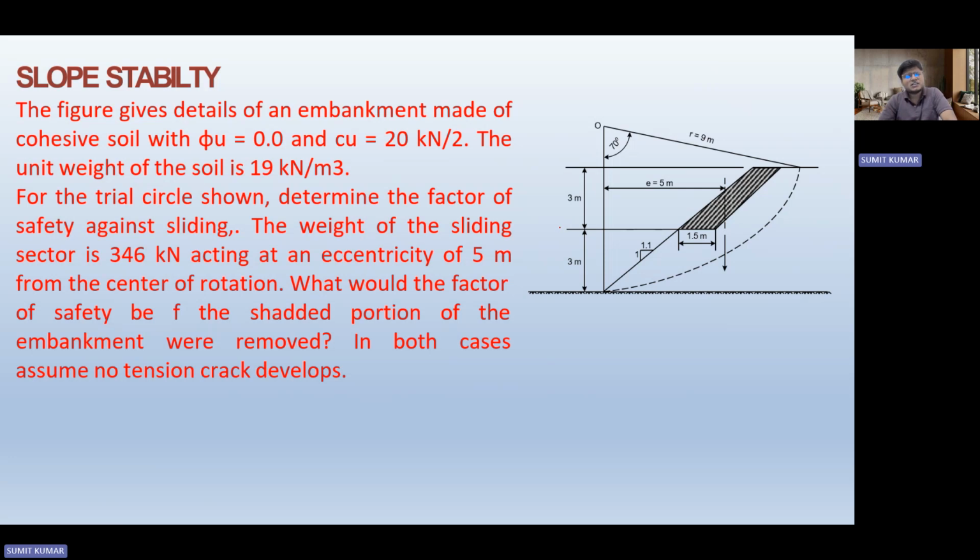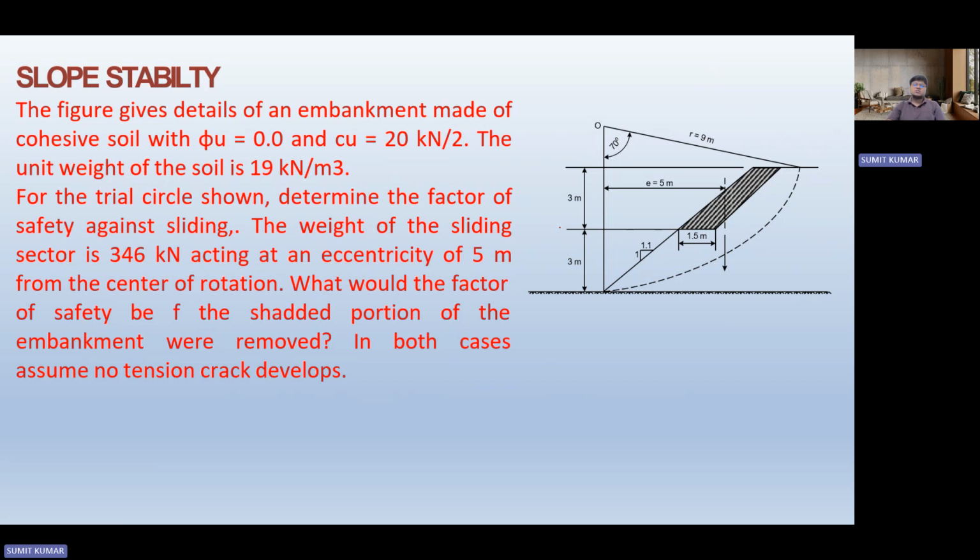The figure gives the detail of an embankment made of cohesive soil with phi equal to 0, C equal to 20. The unit weight of soil is 19 kilonewton per meter cube. For the trial circle shown, determine the factor of safety against sliding. The weight of the sliding sector is 346 kilonewton, acting at an eccentricity of 5 meter from the center. What would be the factor of safety if the shaded portion of the embankment were removed? In both cases, assume no tension crack develops.